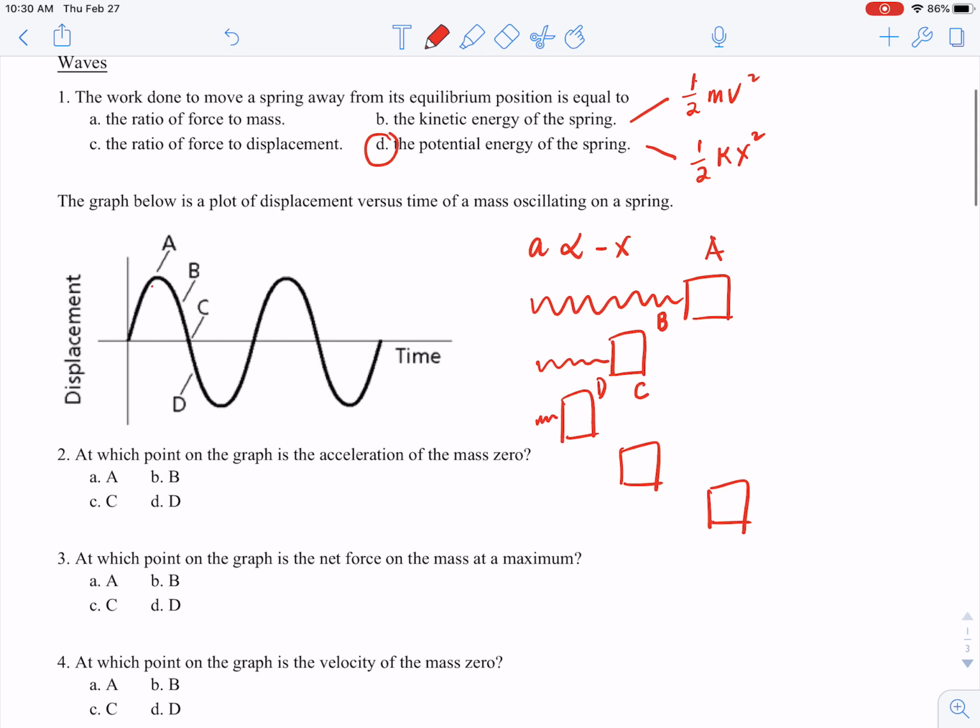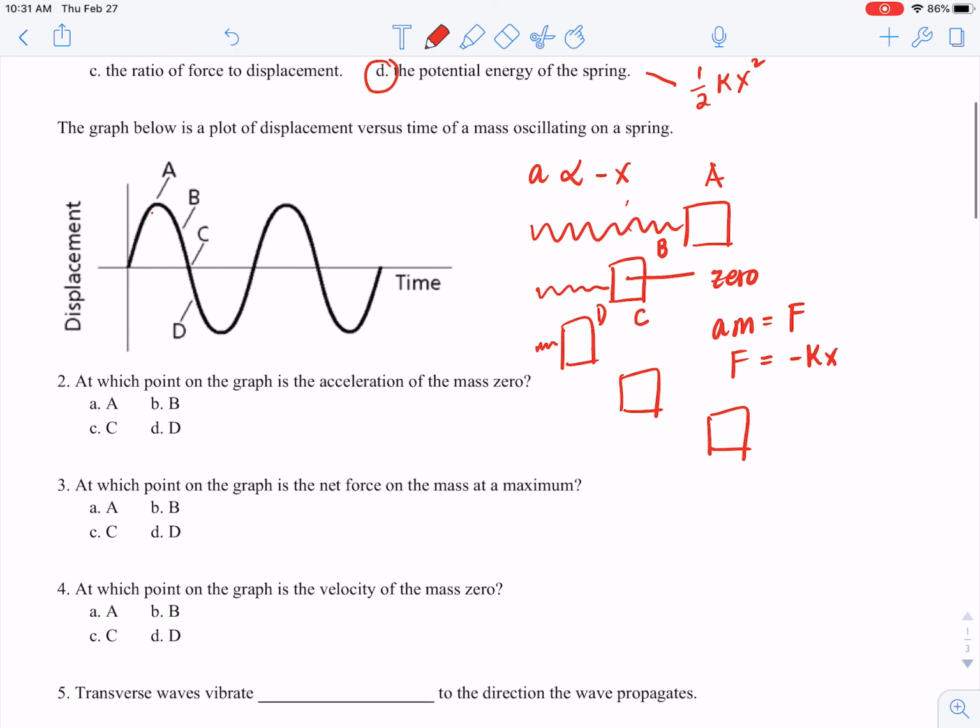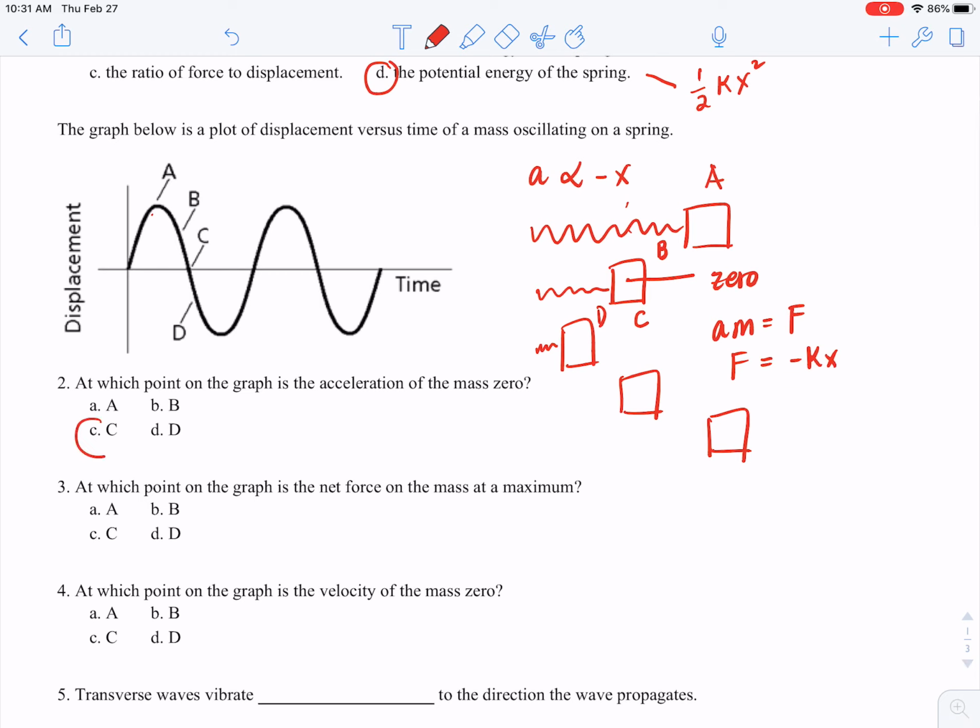At this point, we say that the acceleration here at C is zero. Why zero? Because we know that acceleration times mass is equal to the force, and force is equal to negative kx. Because x is zero, referring to the equilibrium position, the force is zero and thus acceleration is also zero. So the correct answer here is letter C.